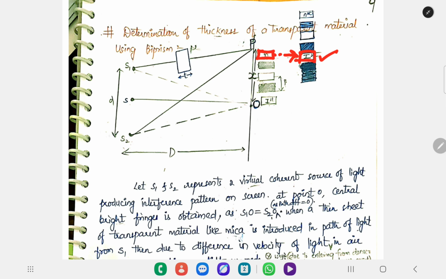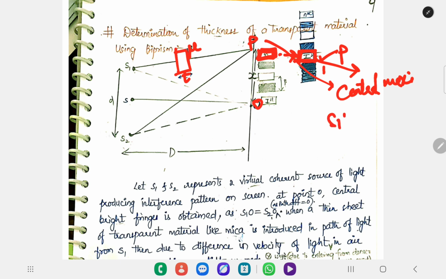Thus, on introducing a thin mica sheet of refractive index mu and thickness t in the path of one interfering beam, the central bright fringe gets shifted from point O to point P, which was originally occupied by the nth bright fringe. Now the first fringe is there. Now P is the position of the central maxima.